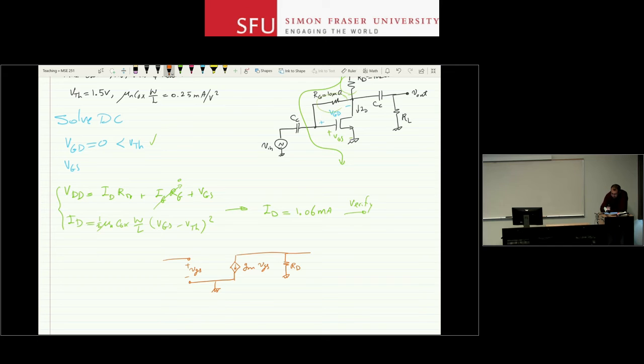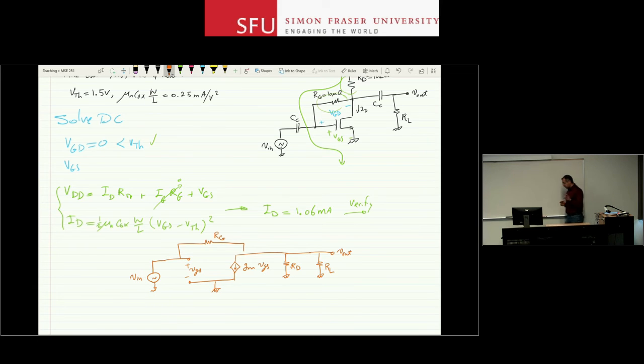Okay? And then I have the coupling capacitor and RL. The coupling capacitor is assumed to be short, and RL here, and this is V out. At the input, again, I have a coupling capacitor which is assumed to be shorted, and the input source. And between the drain and gate, I have RG. So this is the circuit that I want to solve.